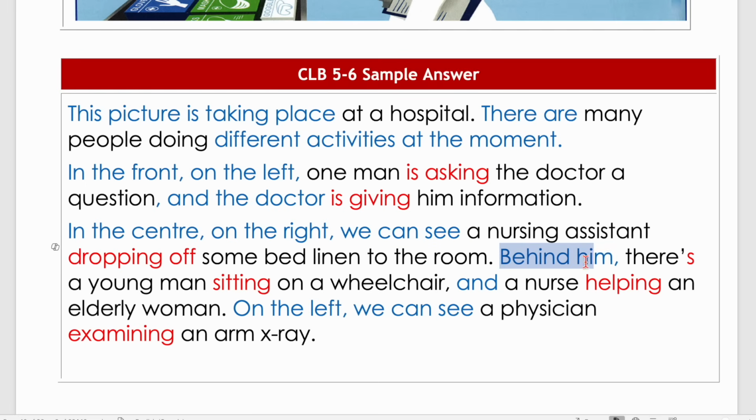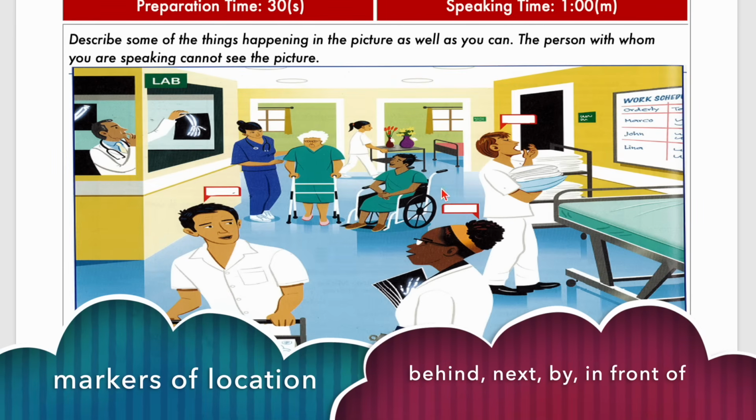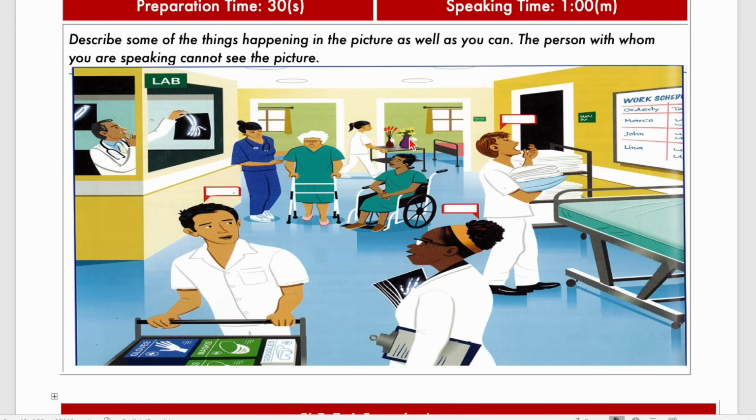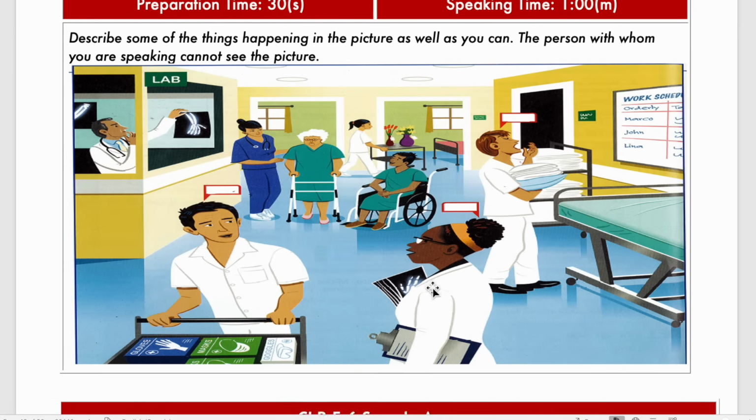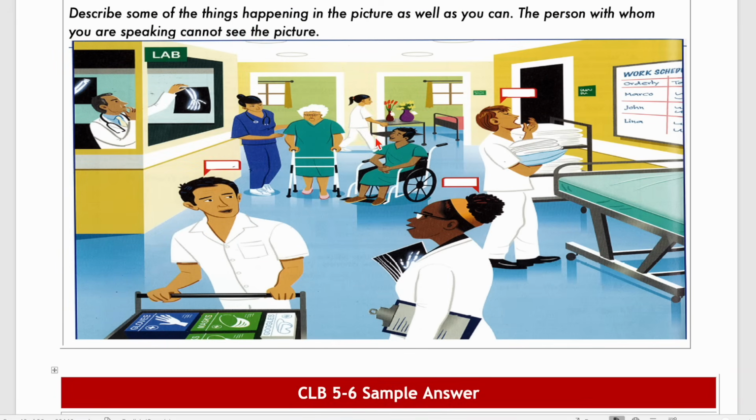Behind him, next sentence, there's a young man sitting on a wheelchair. So behind him, a young man sitting on a wheelchair. Okay, good. And a nurse helping an elderly woman.